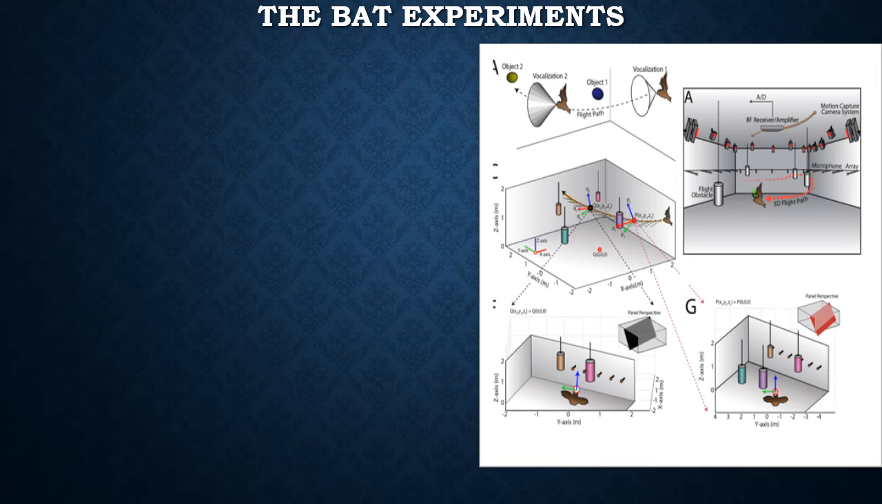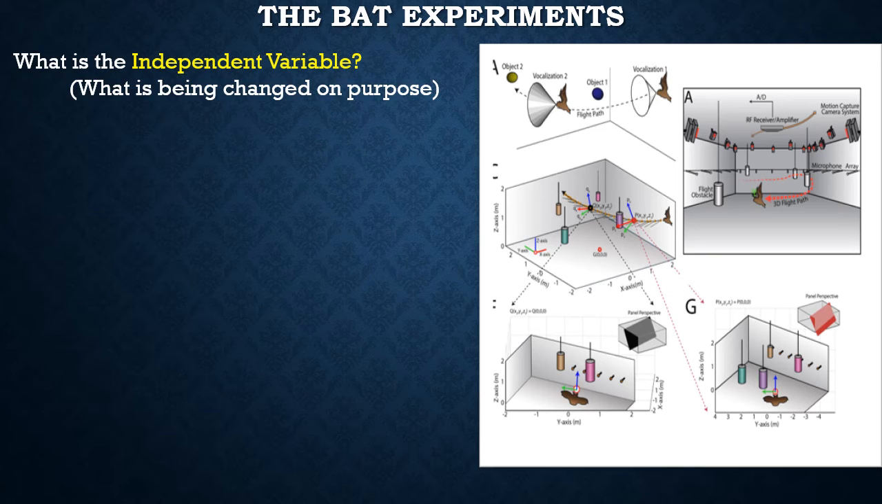So that was the basics of their experiments. They had all these different little trials where they had disabled these sensory organs on the bats themselves. And now we can get into dissecting how this experiment was working.